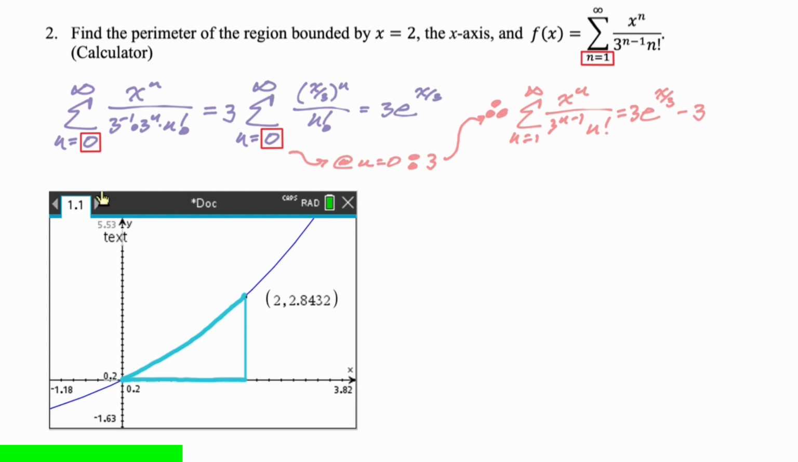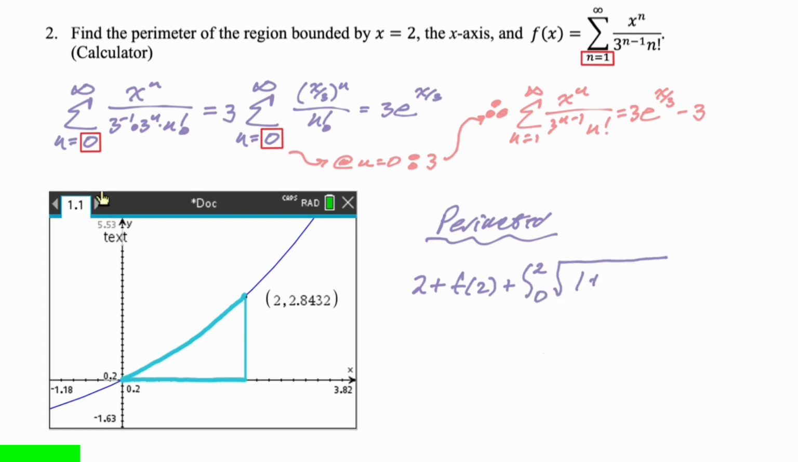So what I'm going to do is write this down. Our perimeter will be 2. The number one thing I see people forget here is the horizontal and the vertical distance, or one of those two. So we need the horizontal, we need the vertical, then we need arc length. Arc length is going to be the integral. So this is arc length of a function. It's the integral from 0 to 2 of the square root of 1 plus f prime squared, dx.